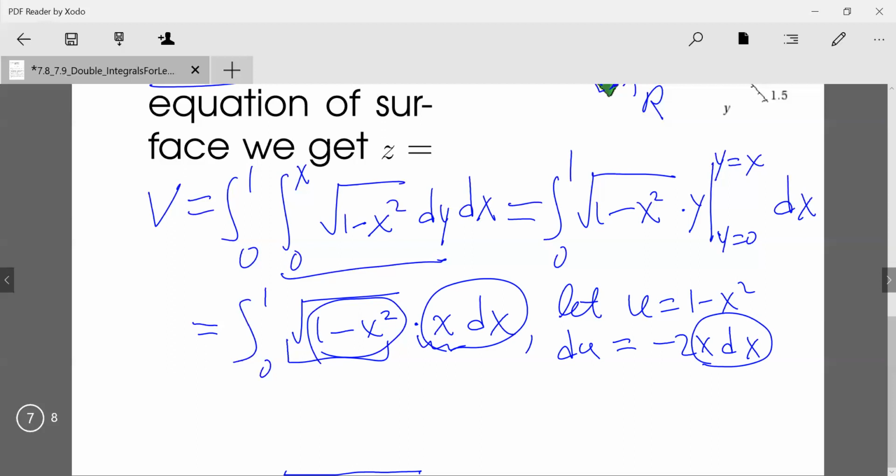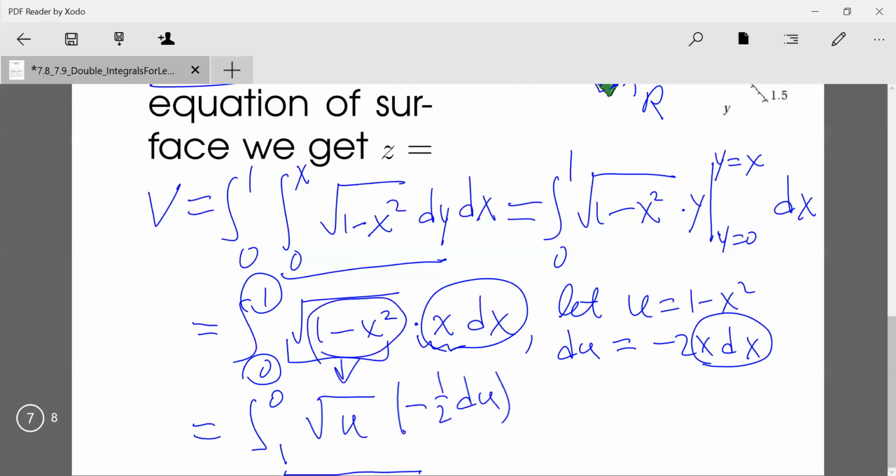We can also change the limits. When x equals 0, we get u equal to 1. When x equals 1, we get u equal to 0. So the limits are changing, and this part goes to this, and this part here goes to negative 1/2 du.